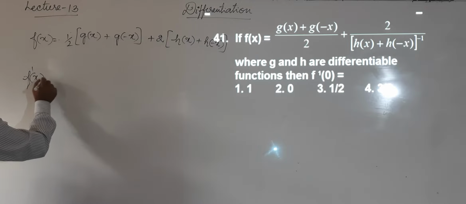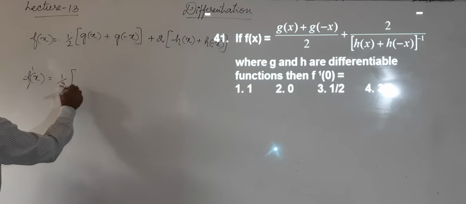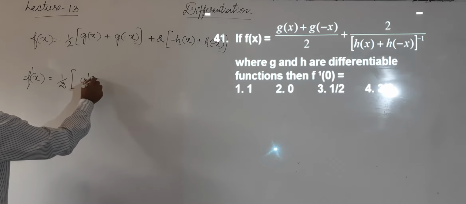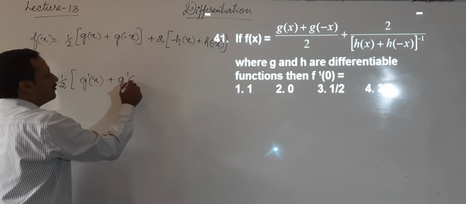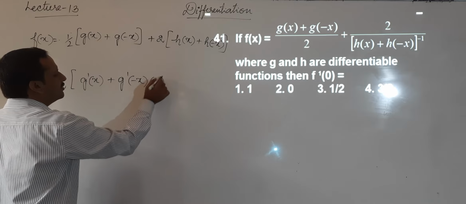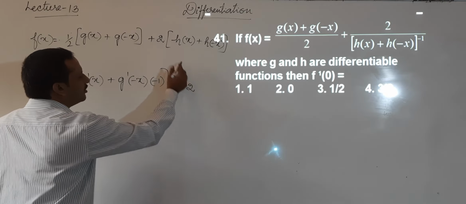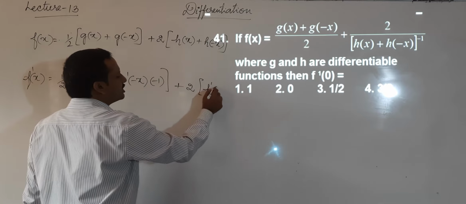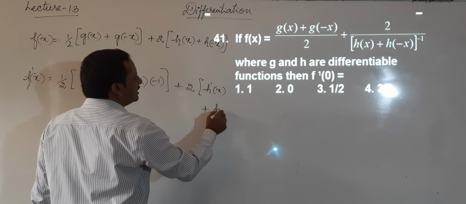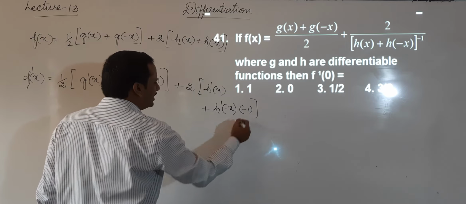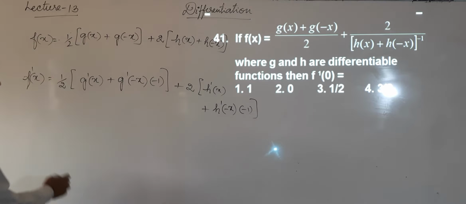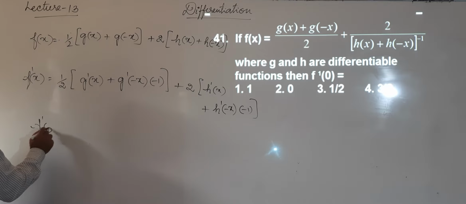F dash of x is equal to 1 by 2 into derivative of g of x, which is g dash of x, plus derivative of g of minus x, which is g dash of minus x into minus 1, plus 2 into derivative of this, which is h dash of x plus derivative of h of minus x, which is h dash of minus x into minus 1. We are asked to find out f dash of 0. So, put x equal to 0.